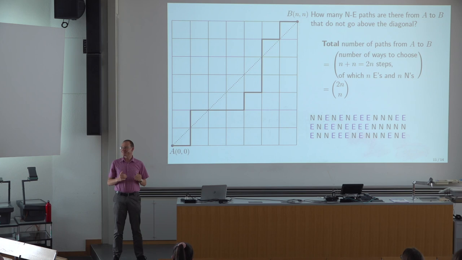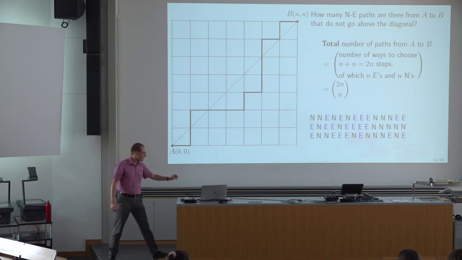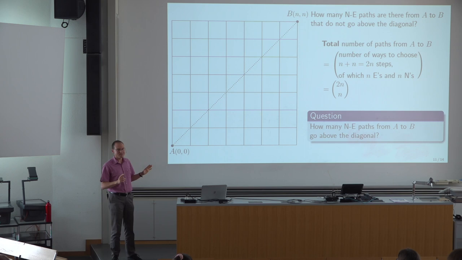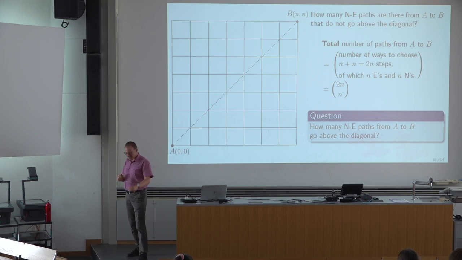We have to find the paths that do not go above the diagonal. So now let's find the number of paths from A to B that do go above the diagonal. The bad paths. And then we'll subtract those from the total number and we'll be done. And this is the difficulty in the problem. We have to figure this out. This is very, very difficult. This is the crux of the matter. It's not quite divided by 2. No. It will not be divided by 2.